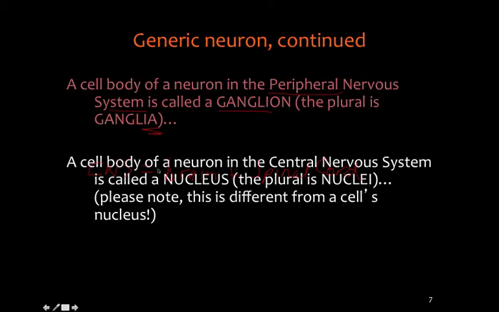On the other hand, this same basic structure, when we're in the central nervous system, is called a nucleus, and the plural is nuclei. Now, this is a little troublesome because the word nucleus is also the part of an individual nerve cell, or of any cell really, where the DNA is. But this is a different use of the word nucleus, nuclei. So again, the cell bodies of neurons in the CNS are called nuclei.